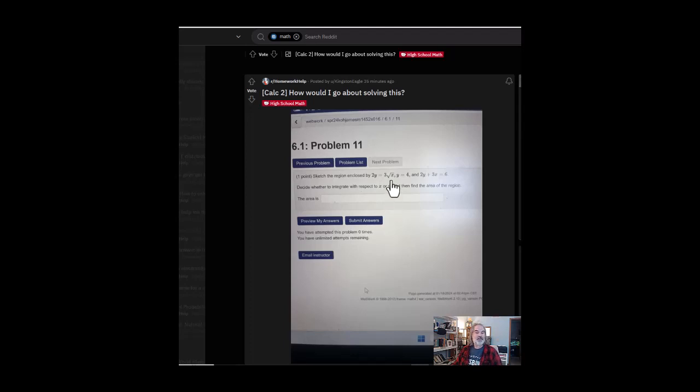The three functions at hand are 2y equals 3 square root of x, y equals 4, horizontal line, and 2y plus 3x equals 6, sloped line. We're going to draw the region inside those three functions and then figure out how to solve for the area.